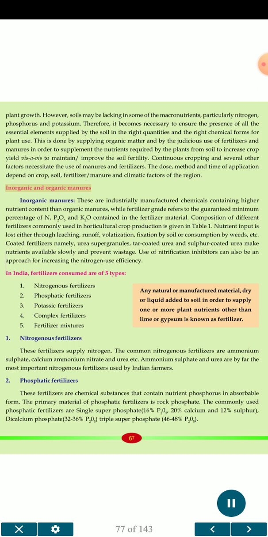Inorganic and organic manures. Inorganic manures are industrially manufactured chemicals containing higher nutrient content than organic manures, while fertilizer grade refers to the guaranteed minimum percentage of N, P2O5 and K2O contained in the fertilizer material. Composition of different fertilizers commonly used in horticultural crop production is given in table 1.